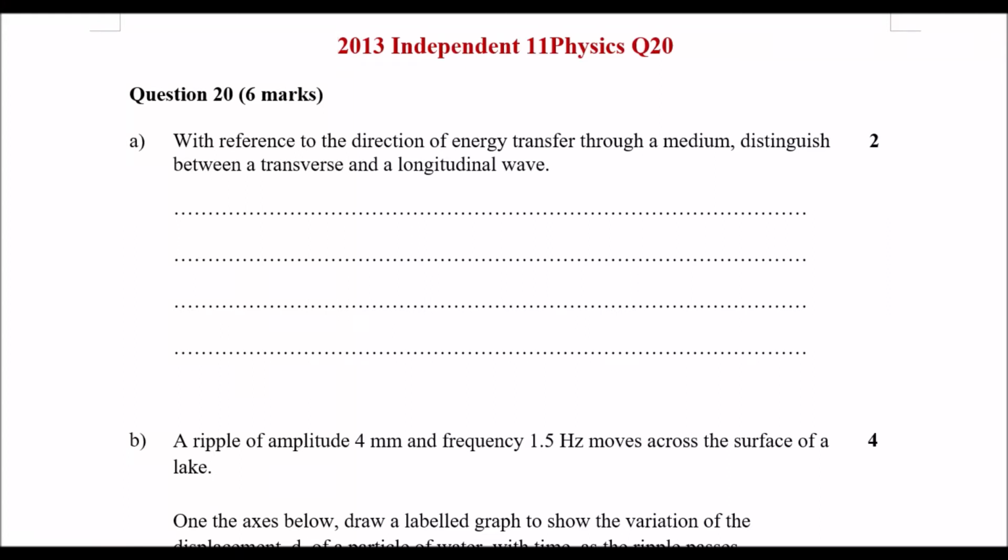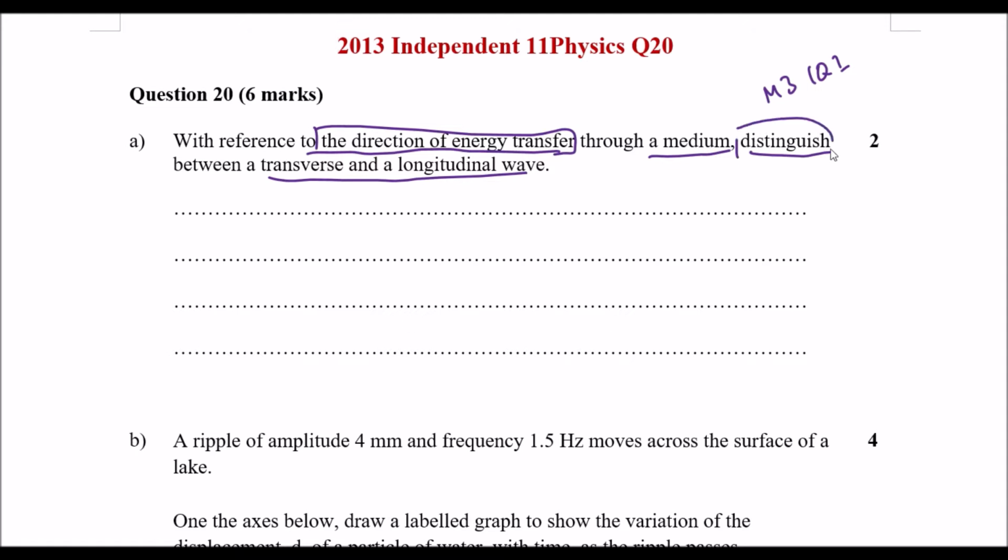Today we'll be covering the Module 3 Inquiry Question 1 exam question, which is the 2013 Independent 11 Question 20. So, first part of the question, it says, with reference to the direction of energy transfer through a medium, distinguish between a transverse and a longitudinal wave. Okay. So we need to firstly consider the direction in which the wave is moving, and then we want to distinguish the difference between a transverse and longitudinal wave.